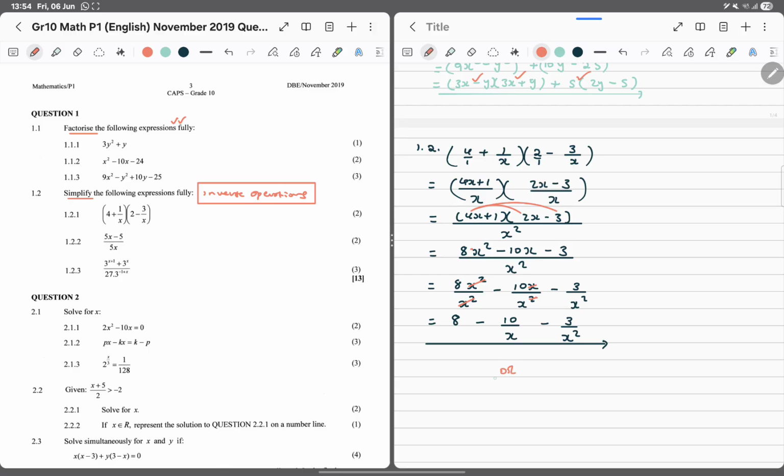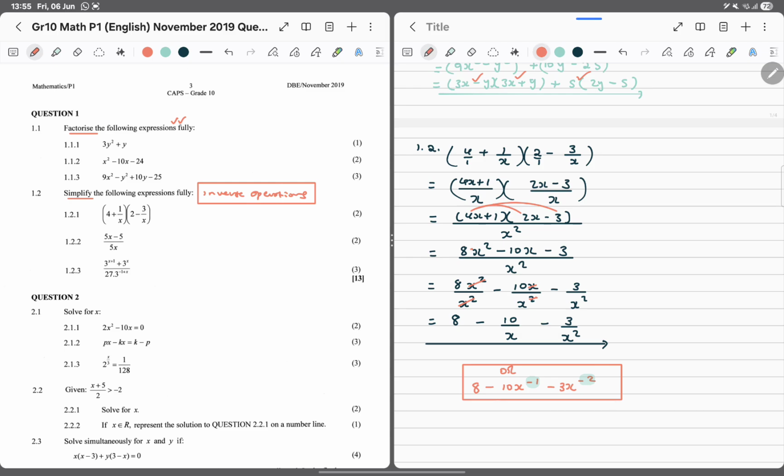Of course, another student may write this as 8 minus 10 times x to the minus 1 minus 3x to the minus 2. This is a possibility. There's no crime in doing that. But during my grade 10, grade 11 years, we were never allowed to leave our answers with negative exponents and square roots on the denominators. We were forced to rationalize each time, unless otherwise stated. But these days, you just choose how you go about business.